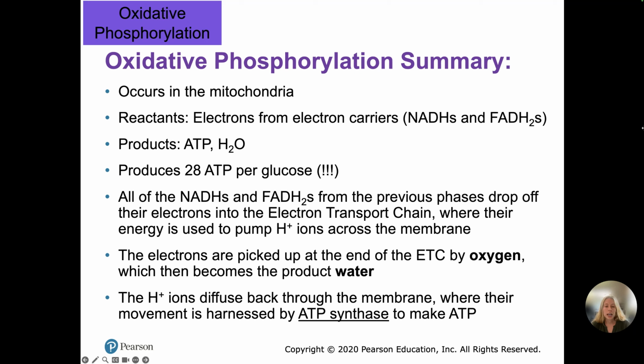All of the NADHs and FADH2s from the previous phases drop off their electrons into the electron transport chain, where the energy of them falling down the staircase is used to pump H+ ions across the membrane. The electrons are picked up at the end of the electron transport chain by oxygen, which then becomes the product water. The H+ ions diffuse back through the membrane through ATP synthase. So their movement is harnessed by ATP synthase to phosphorylate ADP into ATP. And 28 molecules of ATP per glucose are made.